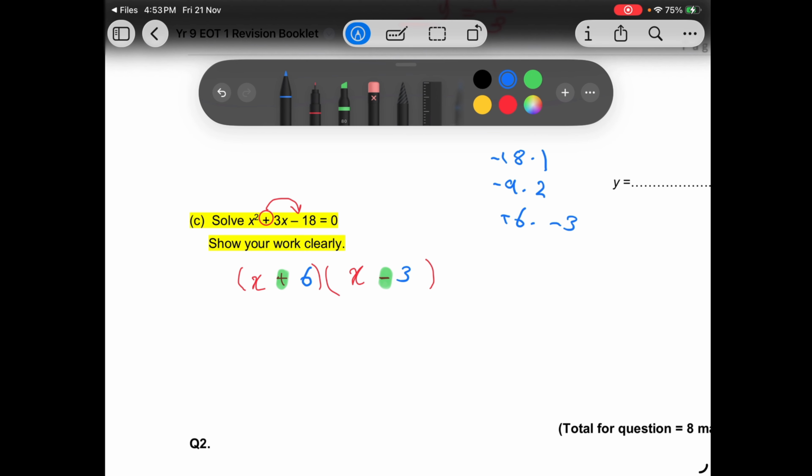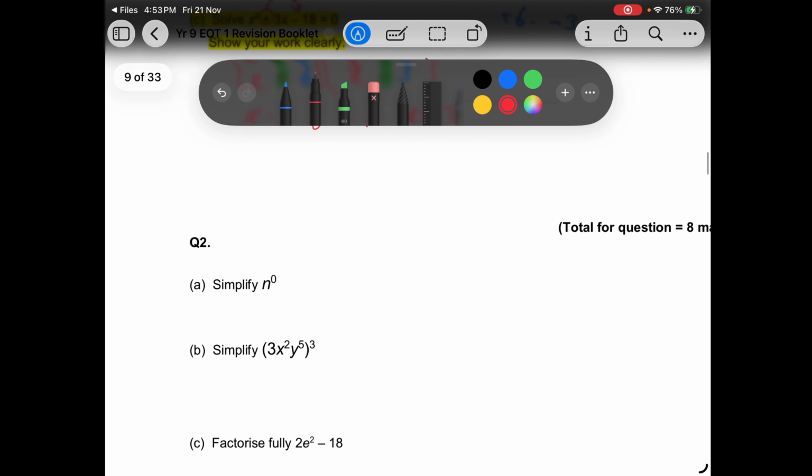What we can do next, guys, is to change the sign. So the solutions will be x equals minus 6 or x equals what? x equals 3. Just switch the signs from plus to minus, and that's it.